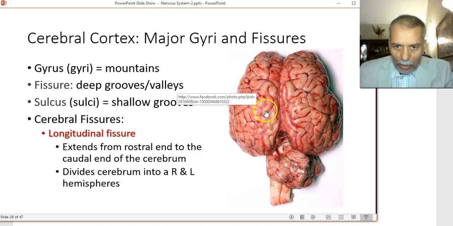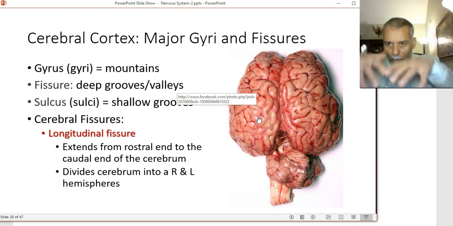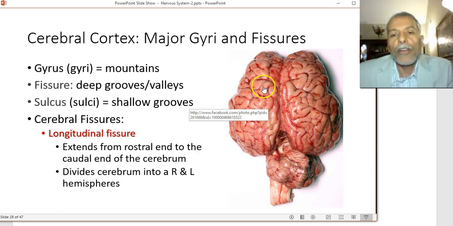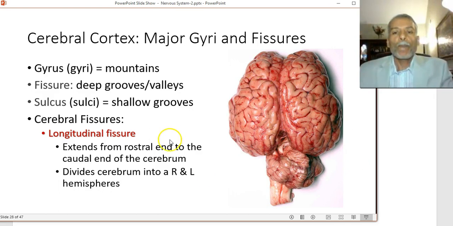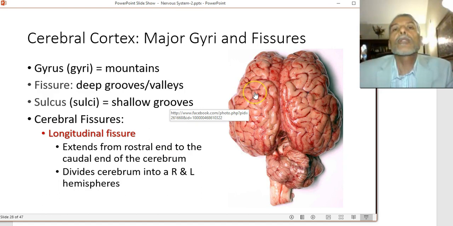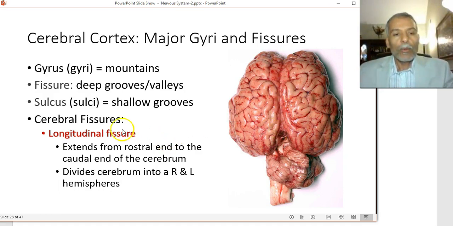All of these mountain-like structures going up the hills, they are called gyri. One is called gyrus. And the little fissures in between, these are called sulci. One is called sulcus, or when they are deep like this one, is called fissure. So that is the longitudinal fissure. The longitudinal fissure separates the right hemisphere from the left hemisphere.